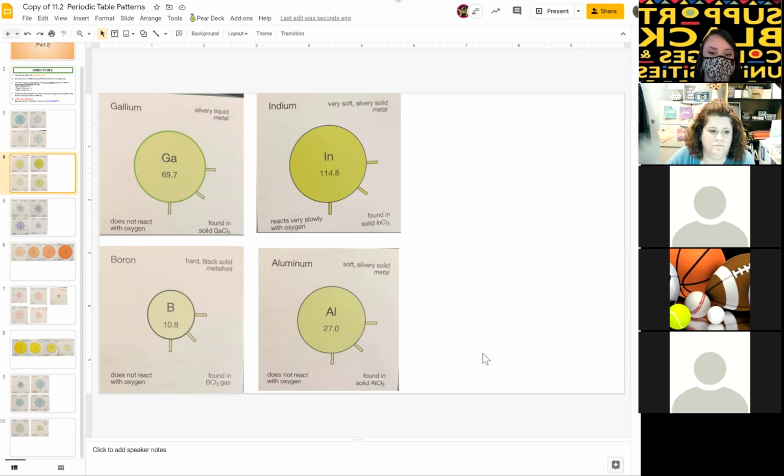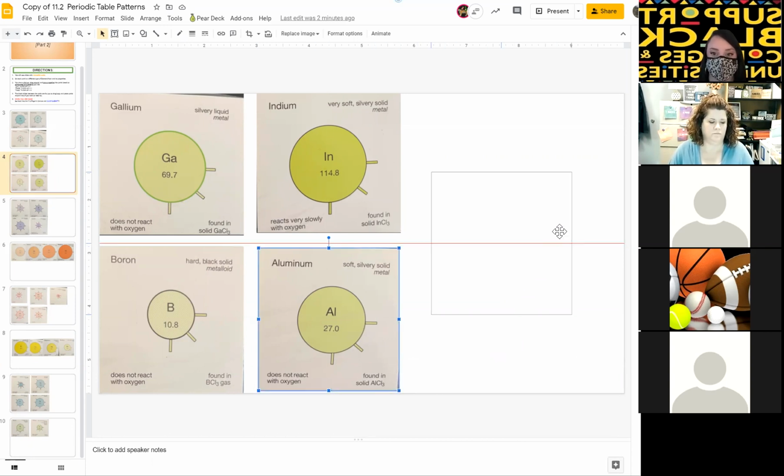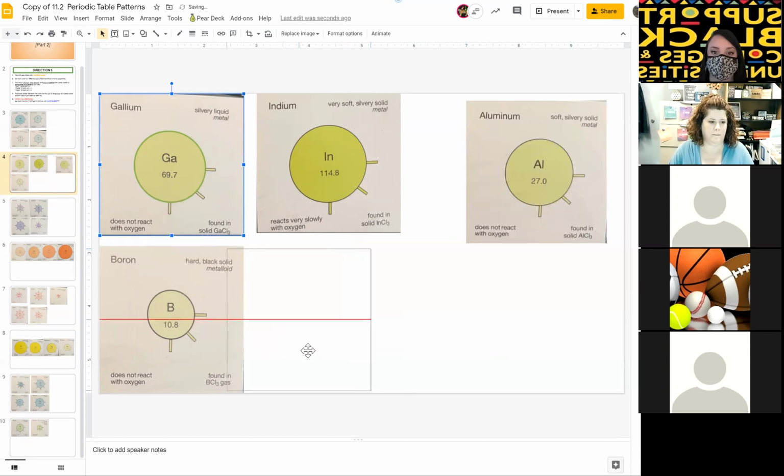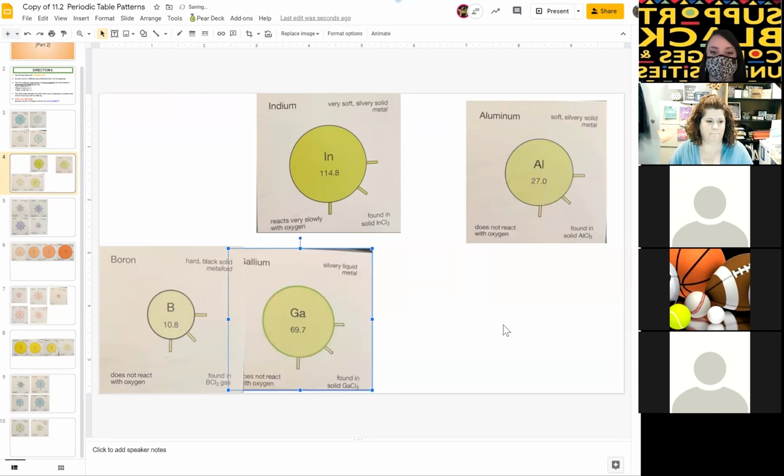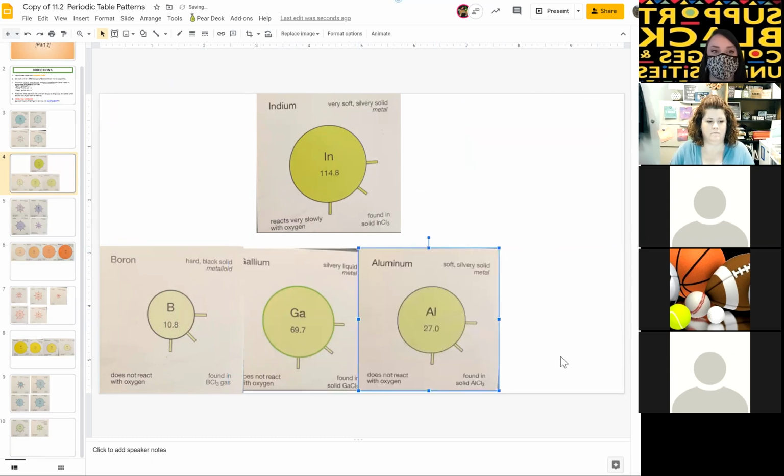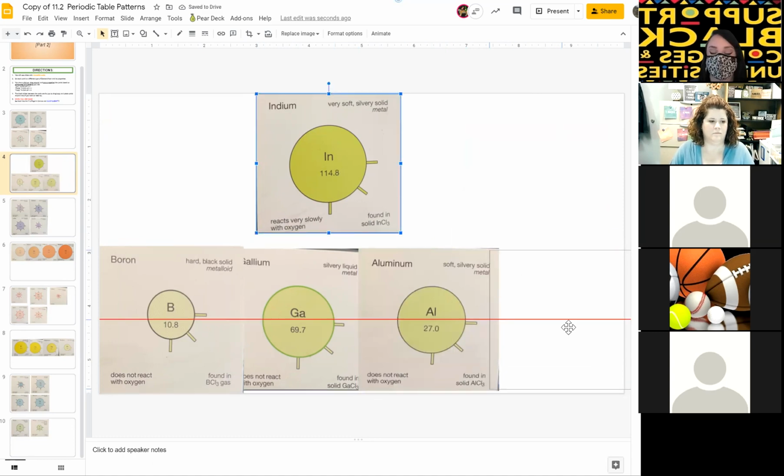From lightest to darkest. Okay, so I could go lightest to darkest. So which one is the lightest? Boron. Okay, what would go next? Gallium. What would go next? Then aluminum. Okay, and then what would go at the end? Indium. Right, does everyone agree with this order?